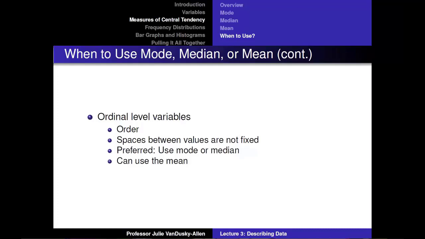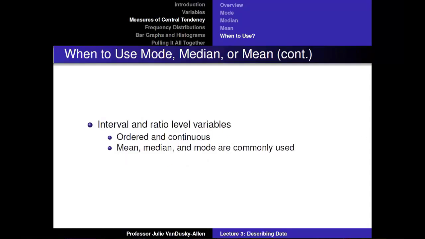The mean assumes that the spaces between the values of a variable are fixed, which is not always the case with an ordinal level variable. Nevertheless, social scientists often use the mean to describe an ordinal level variable. Next, recall that interval and ratio level variables are ordered and continuous. Hence, we could use the mean, median, or mode to describe the typical value of these types of variables.